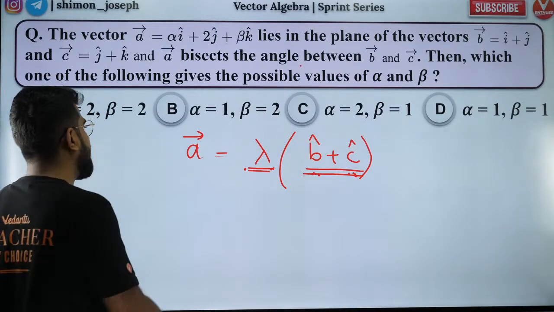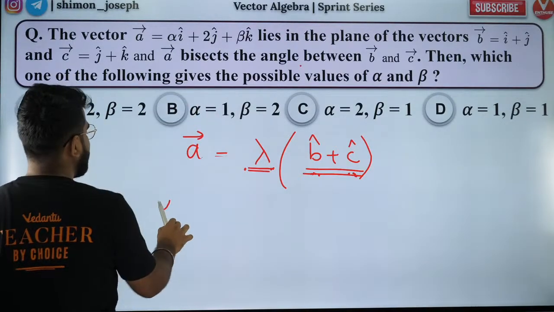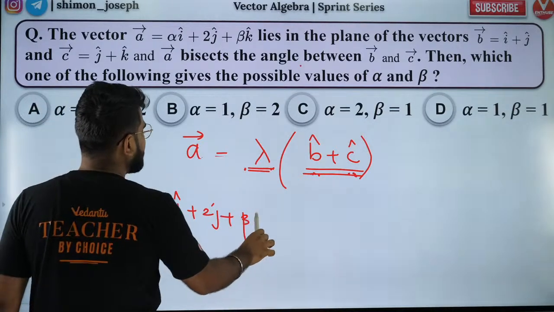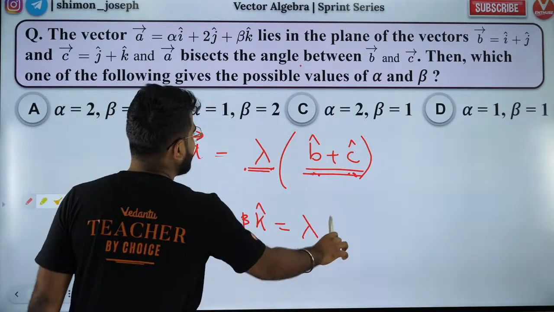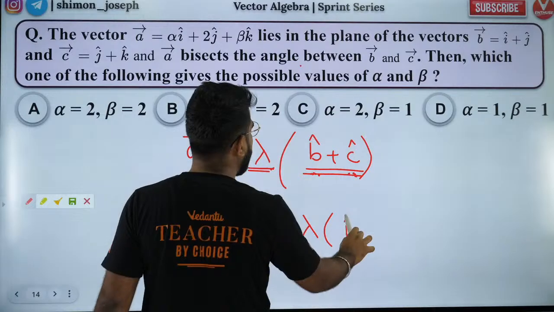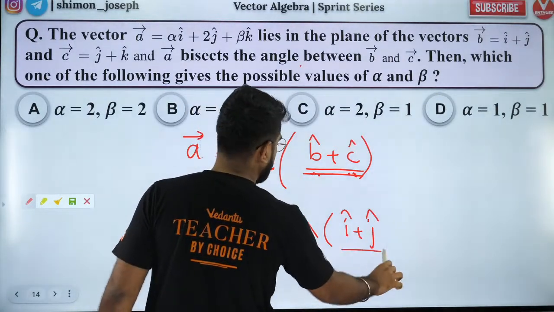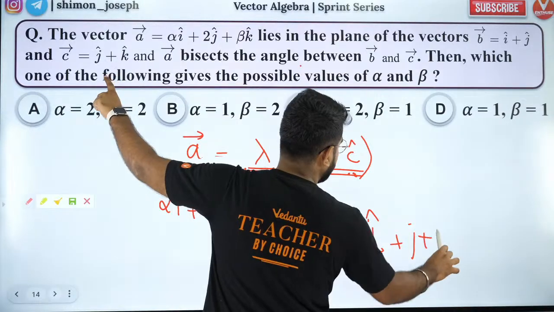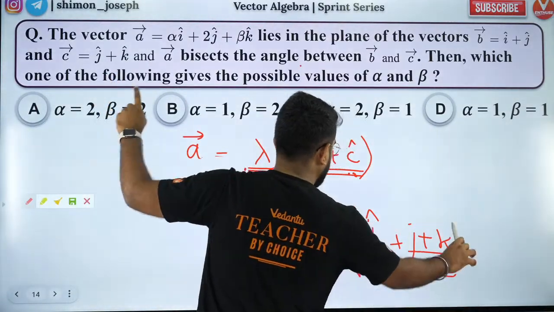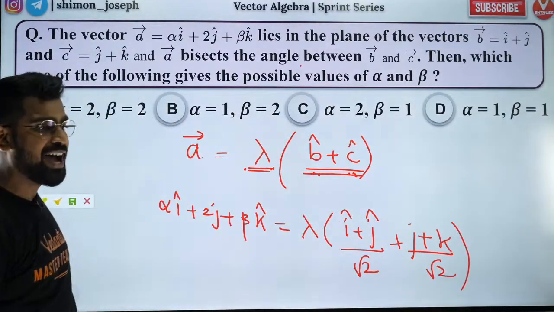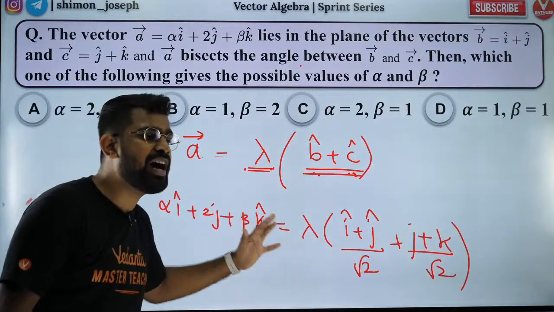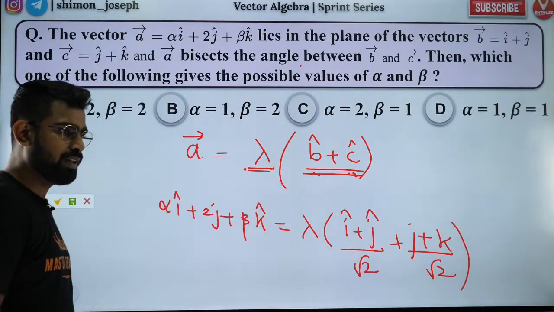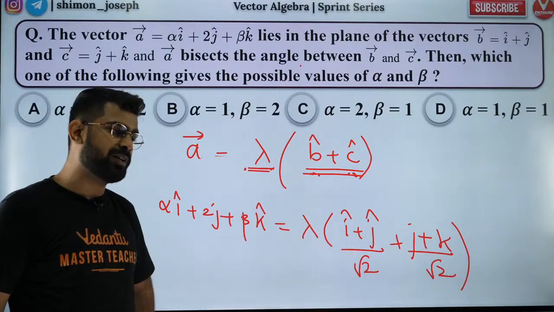Hello, Shubham. Welcome, man. So people, what is A? A is alpha i cap plus 2j cap plus beta k cap. That is equal to lambda times, what is B cap? B cap is B vector divided by modulus of B, plus C vector divided by modulus of C vector. Are you all happy with this? Till here, if you guys got it, give me a thumbs up. Everybody quickly, guys, come on.